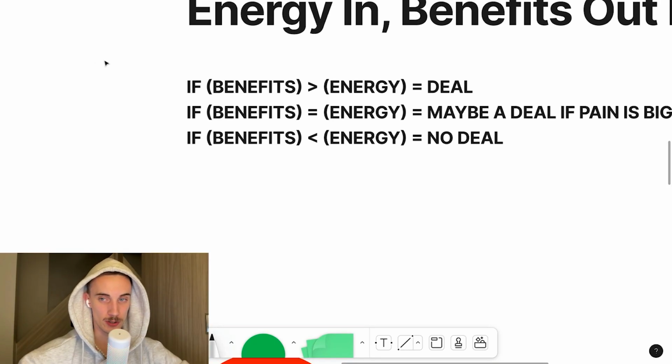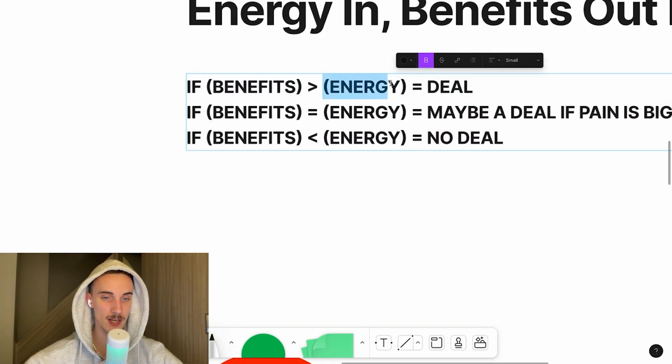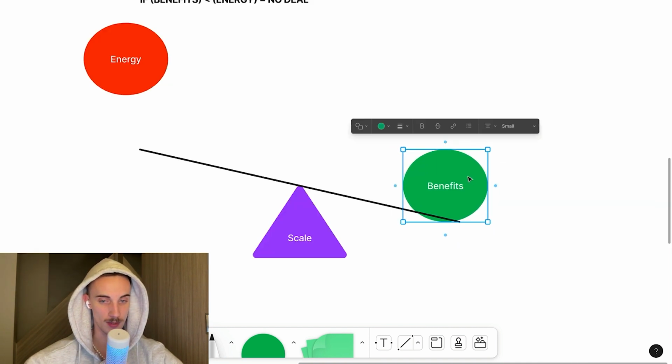If we want to make sure that the prospect buys, so if we want to sell our solution and get them as a client, we need to make sure that in their heads, the energy spent is outweighed by the benefits. This is where we want them to get. This is something that they will just psychologically have in the back of their mind when they're thinking about if they're gonna buy your solution.